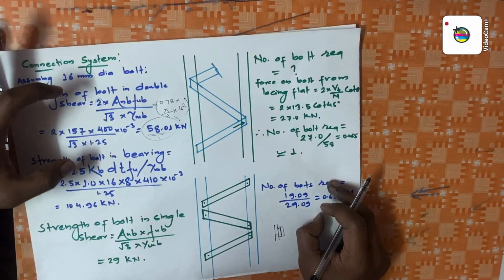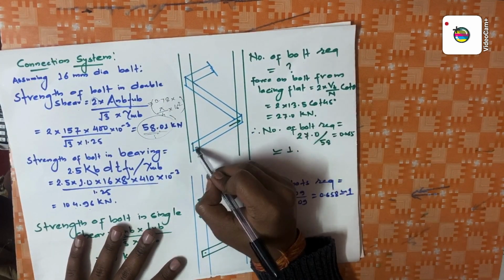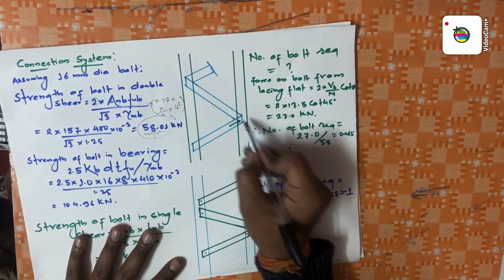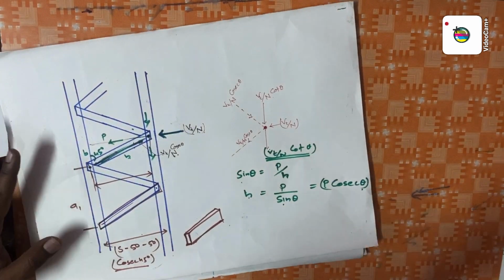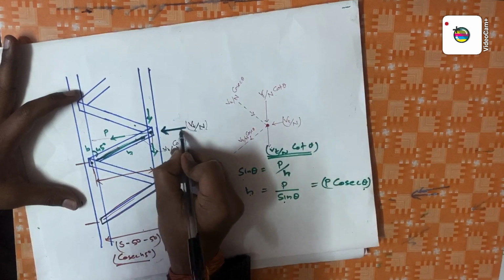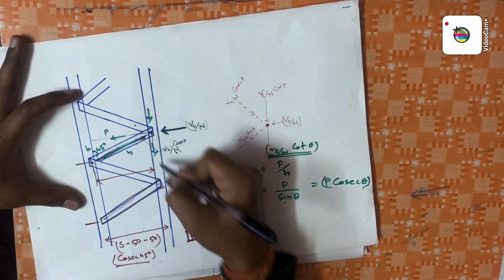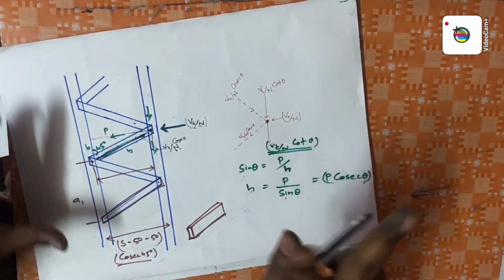So to calculate the number of bolts, we have to find out the force in the lacing bar. You can see in this figure, as I have already told you, this is my BT by n, this is BT by n cosec theta, and in this direction it will be BT by n cot theta from this lacing bar and from this lacing bar. There are two lacing bars.